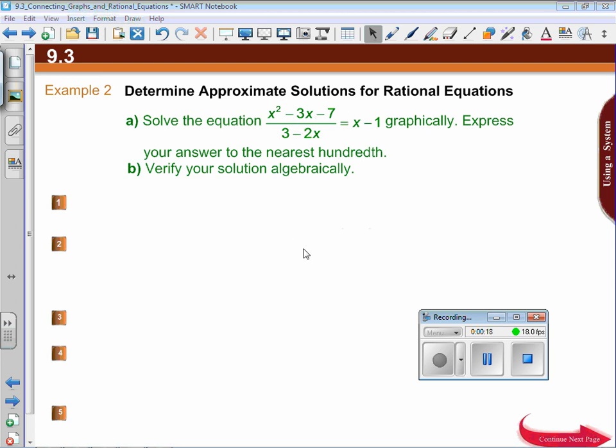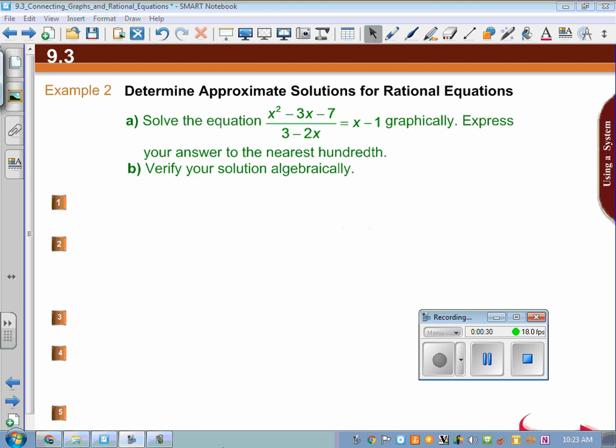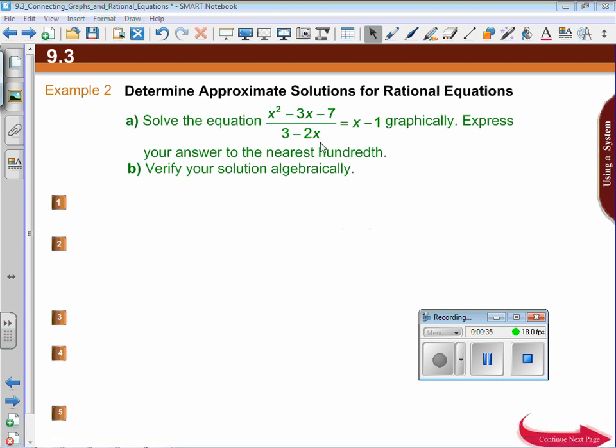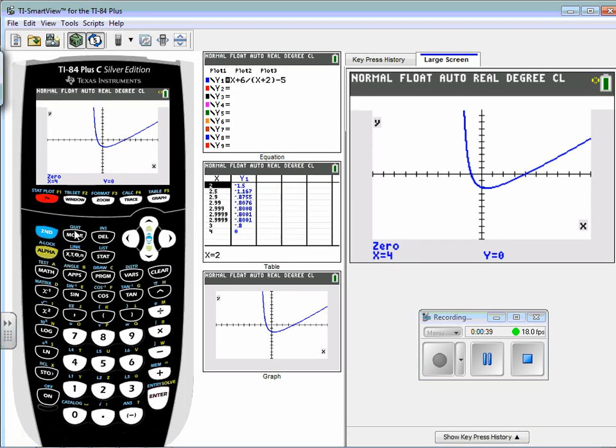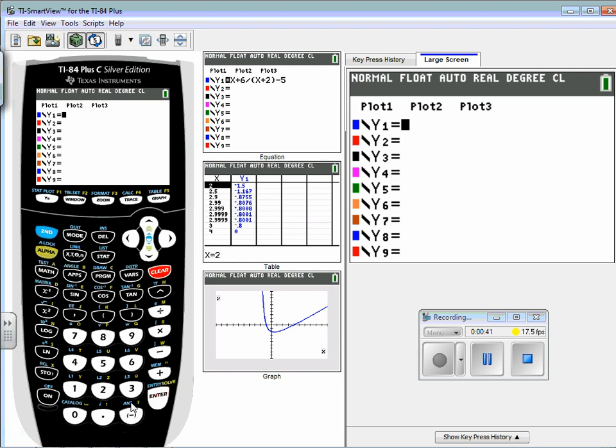Now, the best way of doing this by far is to graph each side as y1 and y2 separately and then find the intersection. You could move these terms to the left-hand side and then look for the x-intercepts of the resulting function. But I find it much easier, if you're given an equation that has variables on both sides, to just graph both sides and see where they cross, which is really treating this as a system of equations, basically.